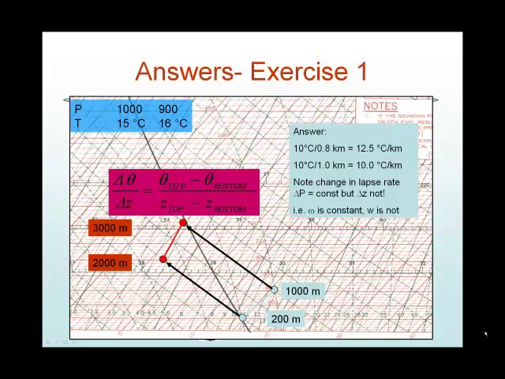Note that the difference in pressure between the top and the bottom has not changed, it's constant, but the difference in height has. So in other words, omega, which is dp/dt, is constant, but w, that is dz/dt, is not. So the layer has been stretched.